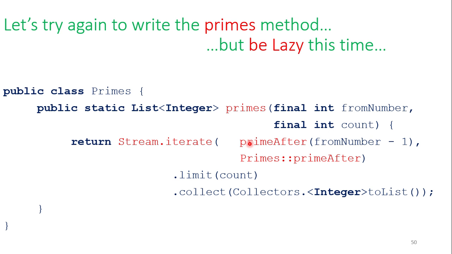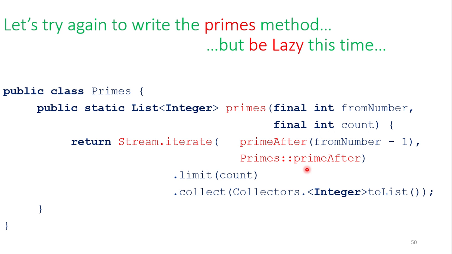And then to obtain the second element from that iterate stream, what's going to happen is that iterate is going to call this method, primeAfter, but give it as parameter our seed. So that's going to generate, because this is a parameter we take here, that's going to generate the next prime after that first prime that we found as our seed.